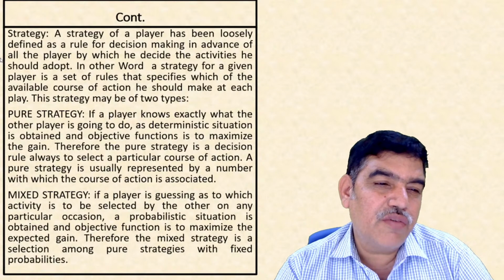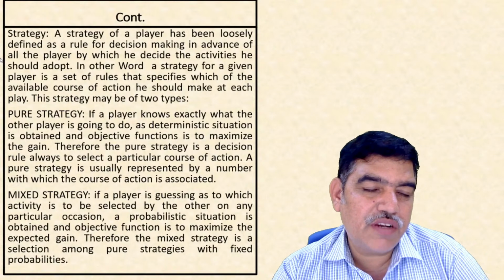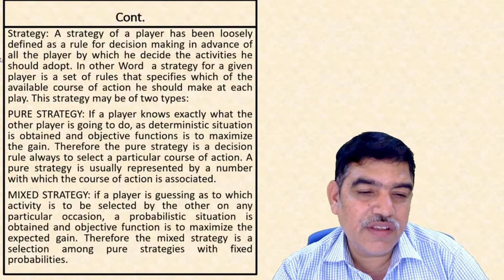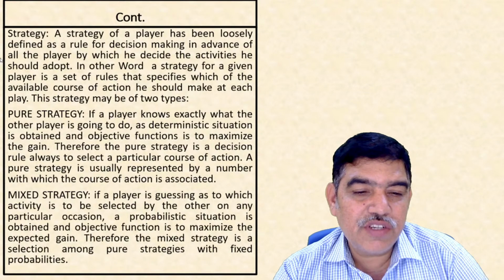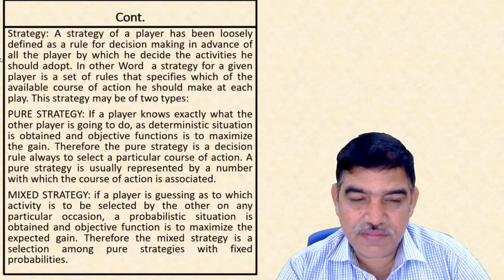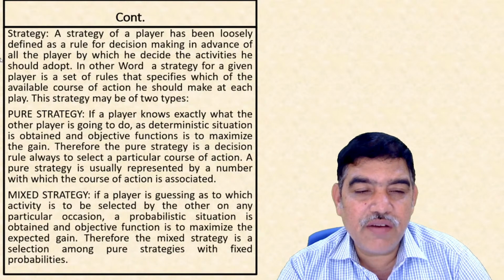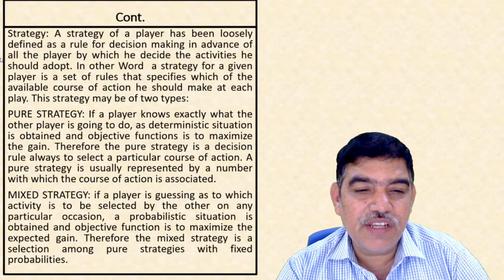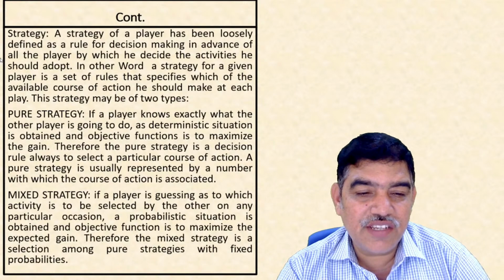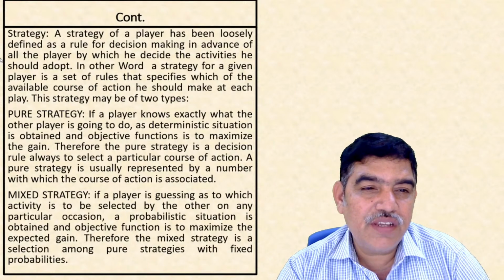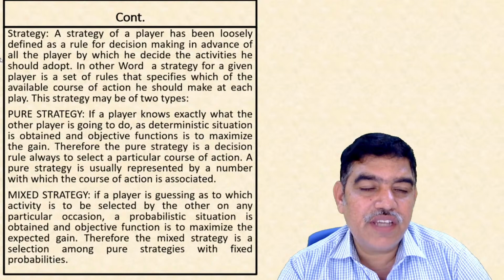Whether you select the pure strategy or mixed strategy, if you add the probabilities of the different activities or strategies, the sum must definitely be 1.